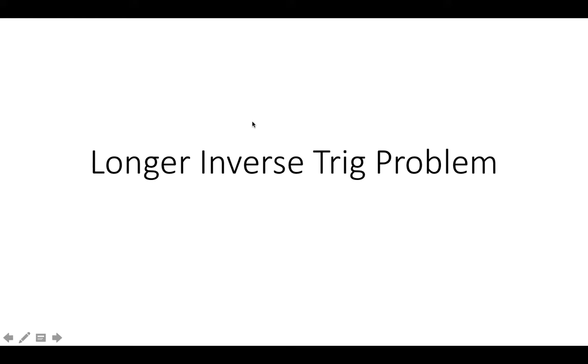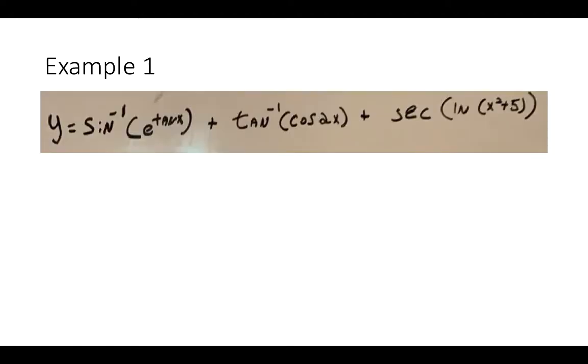Today I'll be going over a longer inverse trig problem. So let's start. The question is, what is the derivative of the inverse sine of e to the tan x plus inverse tangent of cosine 2x plus secant of natural log x squared plus 5?